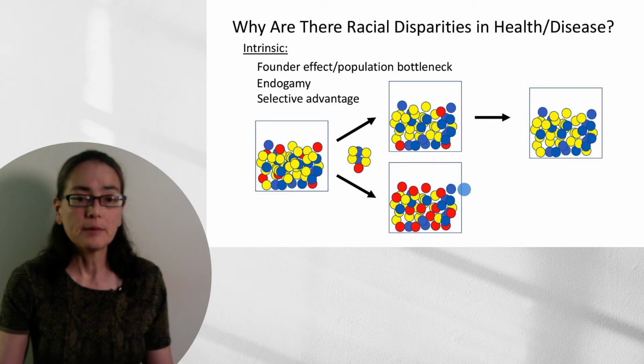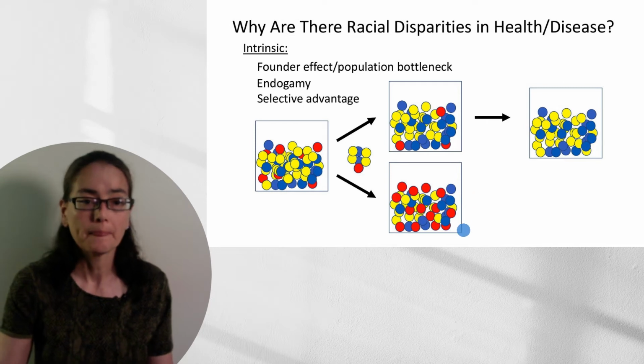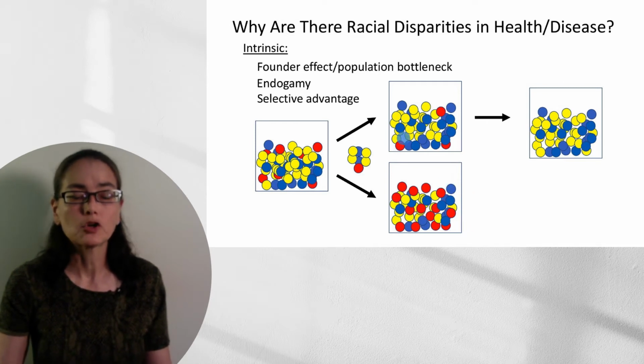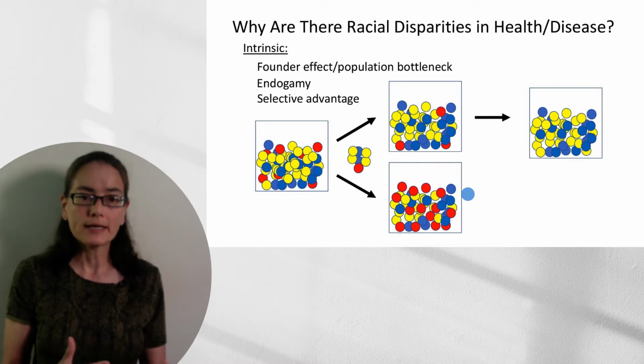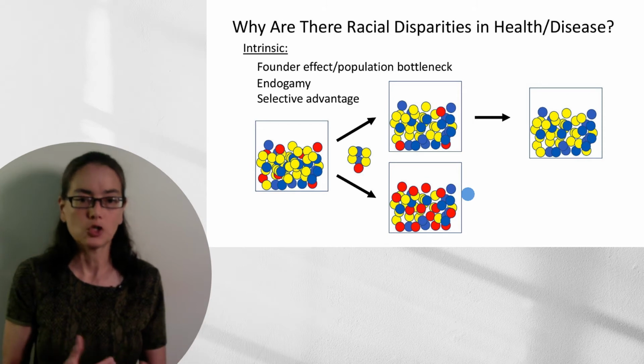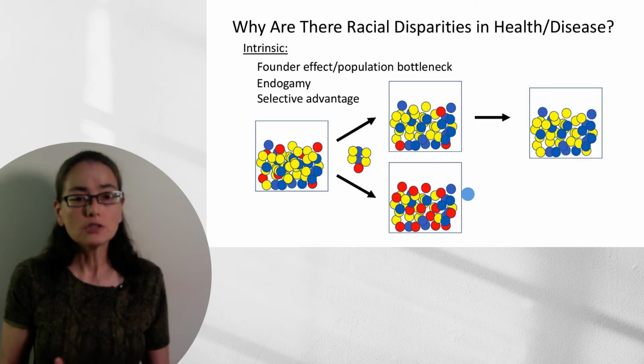This is, for example, the incidence that you would see of severe combined immunodeficiency in Navajo and Apache populations. So this is a founder effect, or a population bottleneck. It's important to recognize that we're talking here about populations, so this is not a socially defined race. There's also the process of endogamy and of selective advantage.